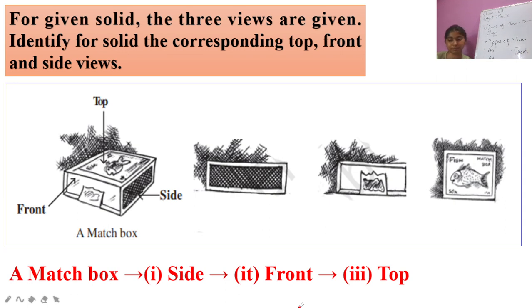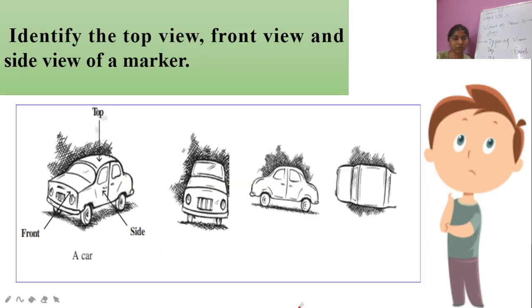Very good, students. Let's come forward. Now students, you have to do it for this car. Identify the top view, front view and side view of a marker, and we have a marker. Let's do the marker, then we will go with this car. For this marker I have already told you this is a front view. If I look from the top, and this is my front view, and these are the side views of this marker.